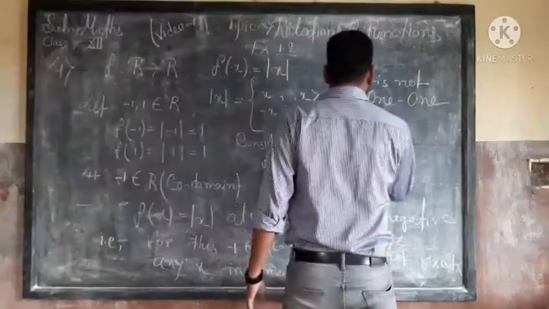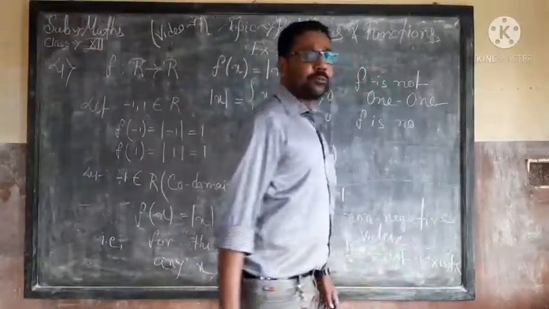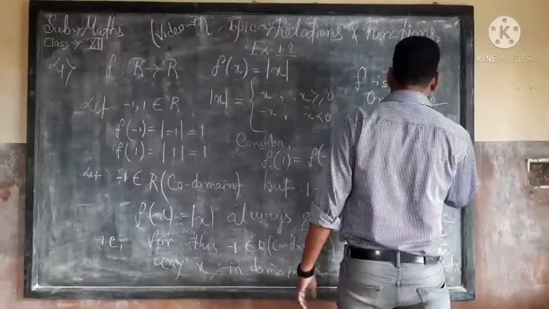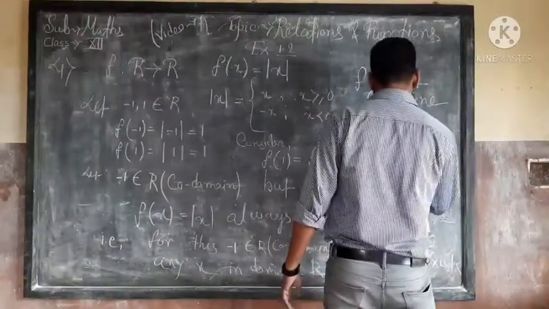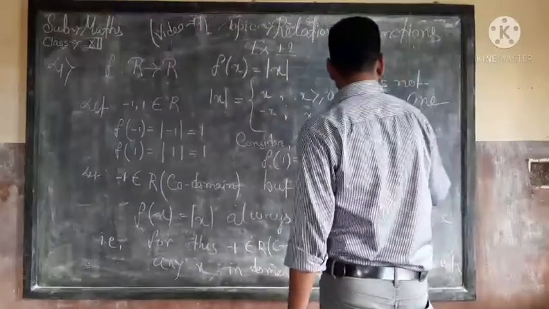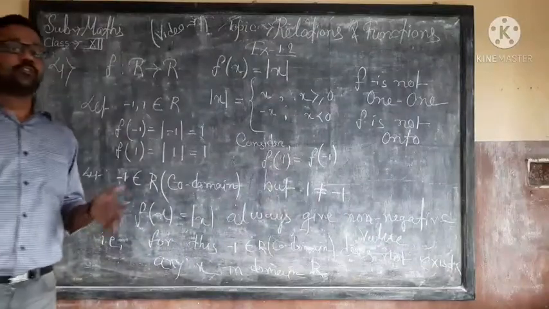So f does not satisfy the one-one criteria, and it is not onto. So that means f is neither one-one nor onto.